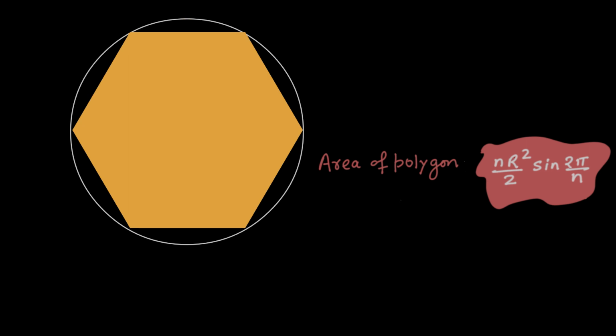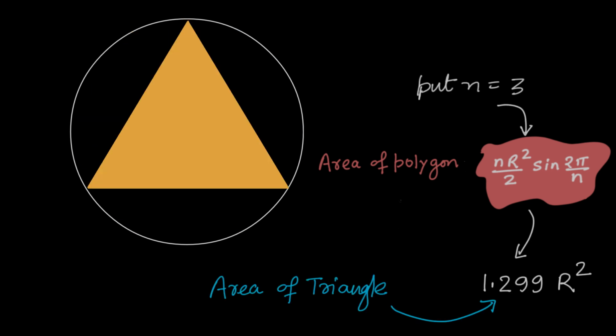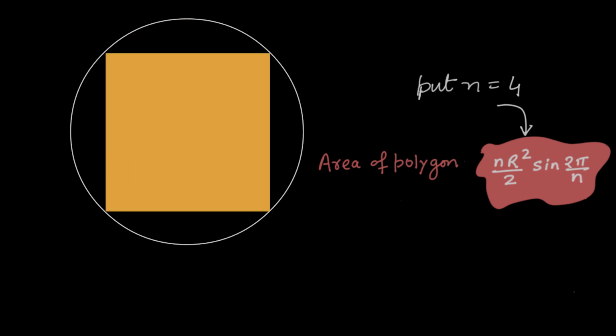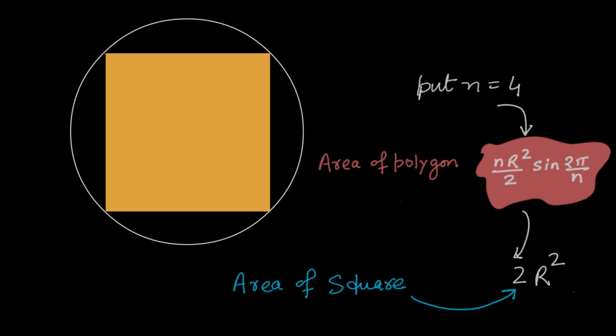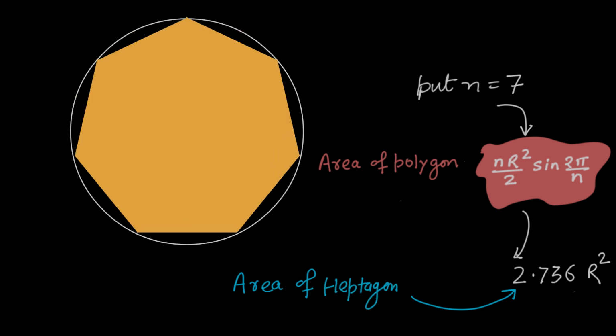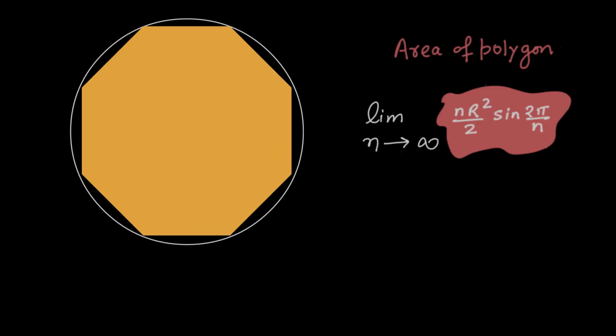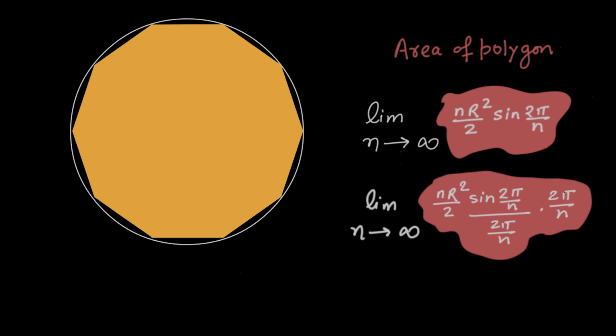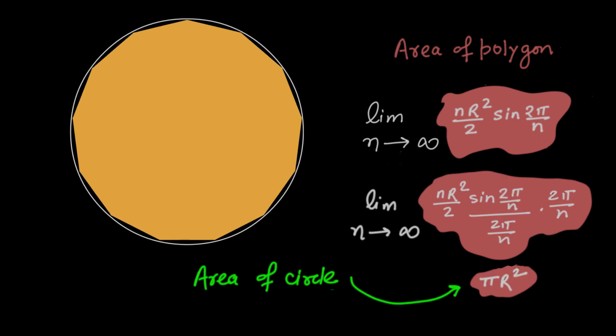When n equals 3, this will give the area of the triangle, and when n equals 4, it will give the area of the square and so on. See, when n tends to infinity, this expression reduces to the area of the circle. As we increase the n, this polygon converges to a circle.